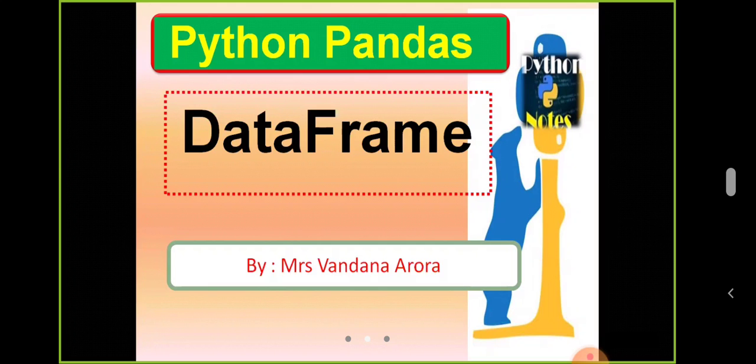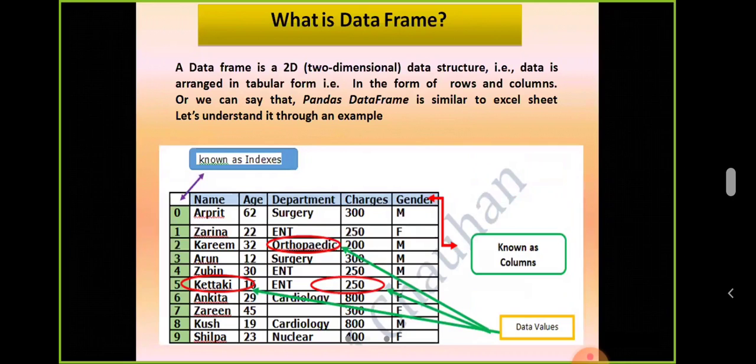It is a data structure in Python pandas. It is a two-dimensional data structure that is in the form of a table, where horizontal lines are called the rows and vertical lines are called the columns. You can see in the diagram here: name, age, department, charges, gender. It means there are 5 columns in this data frame.